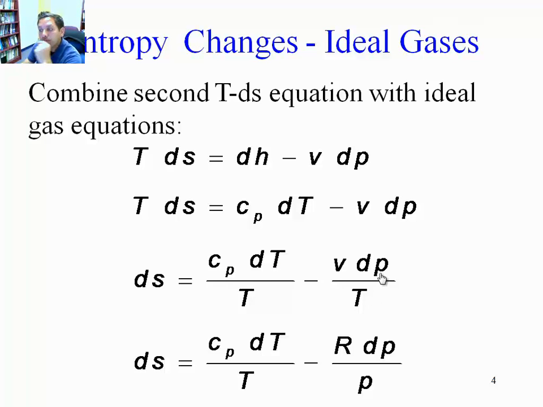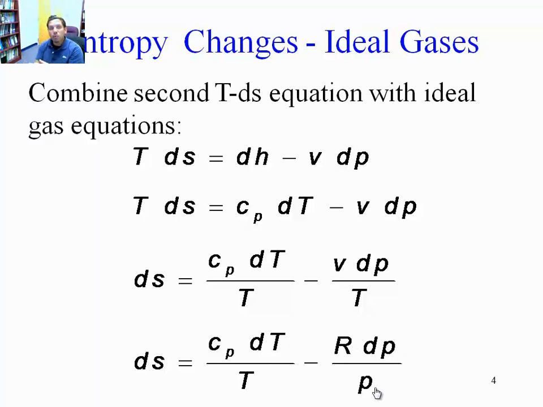Now we're going to use the equation of state, and remember that P times V is equal to RT. Therefore, V divided by T is equal to R divided by P, directly out of the state equation that applies to all ideal gases, where R is the gas constant: one for air, one for CO2, one for hydrogen, and so on. So now this leads to an equation where the change in entropy can be easily calculated as Cp times the change in temperature over temperature minus R times the change in pressure over pressure.